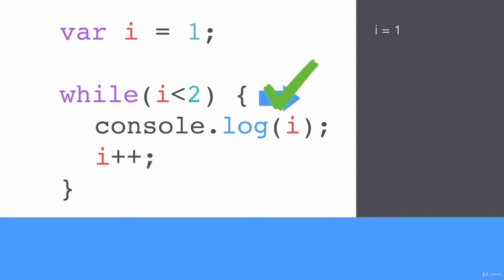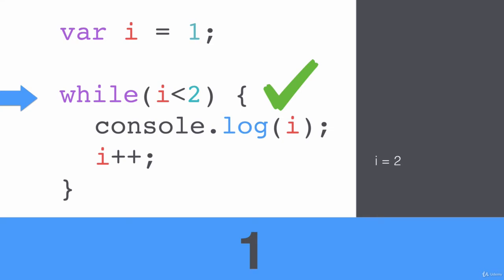And if the statement is true, then that means that the computer will execute the code in between the curly braces, which currently just tells it to console log the value of I, which of course, as we know, is equal to 1. Now, the next line of code inside this while loop increments I, and so I is now equal to 2. So now, after this loop is completed, the code jumps back to the beginning of the while loop and it evaluates that condition again.